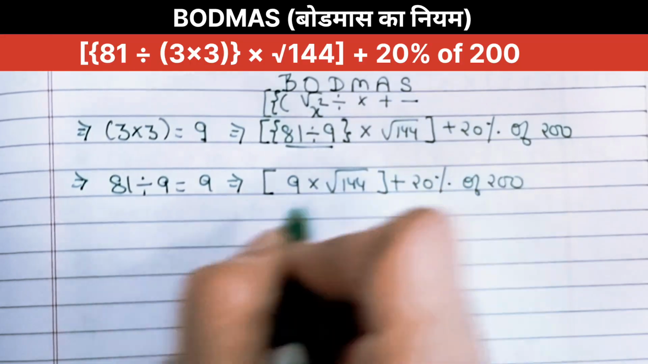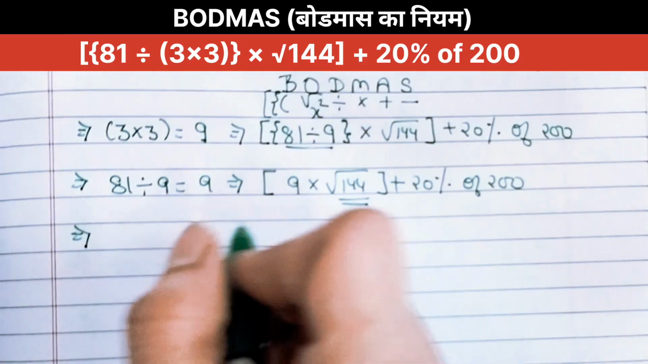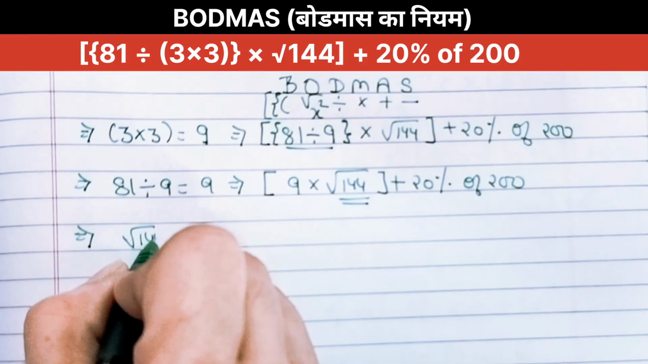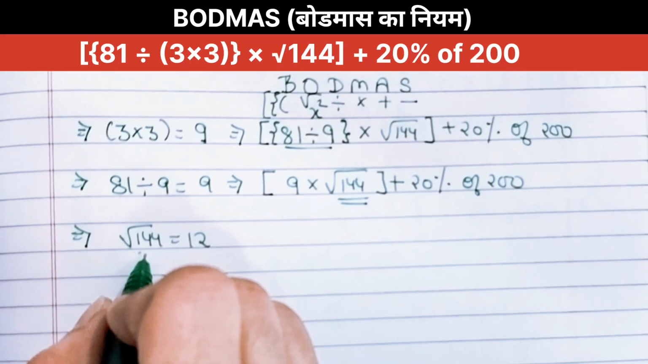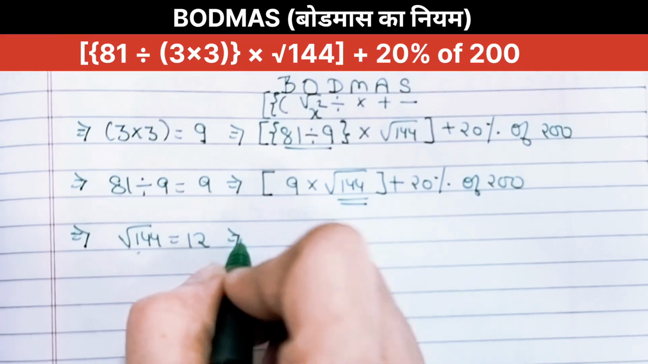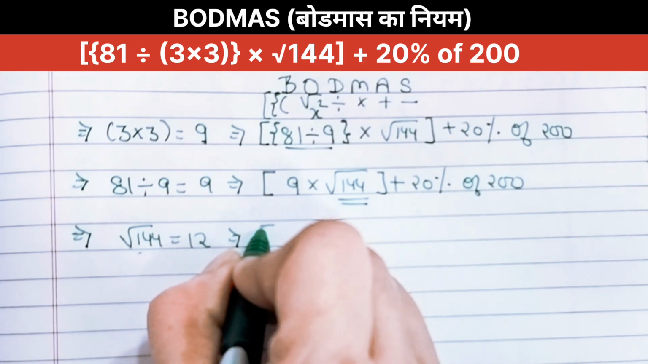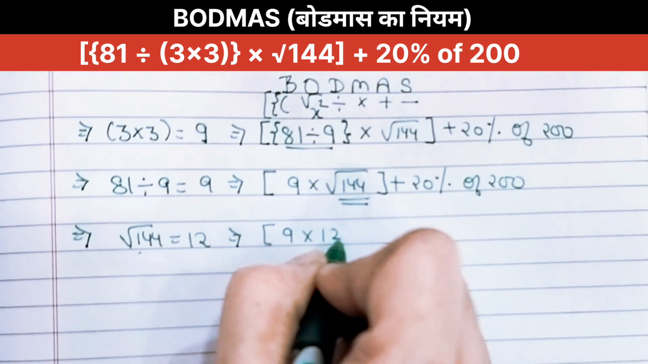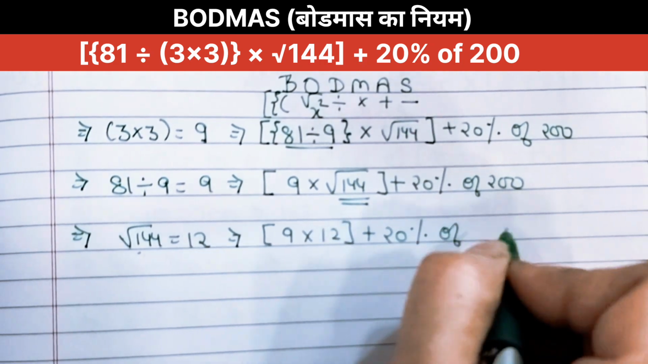Move to the next step. According to the next step, evaluate the square root. So now there is a square root of 144. Now root 144 is equal to 12, since we know 12 multiplied by 12 gets 144. And according to this step, the roots, orders, and exponents are prioritized next. And now the current expression becomes square bracket 9 multiplied by 12 square bracket plus 20% of 200.